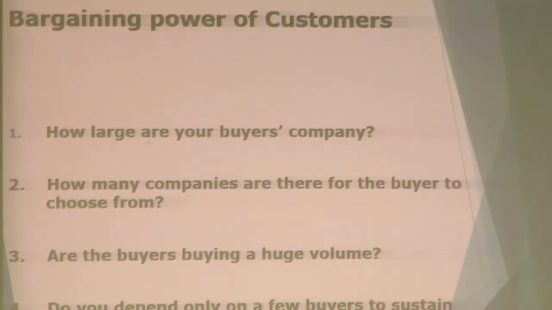Take Clogard, Signal, the toothpaste, if you take something like, I don't know, most of the FMCG products, if the supermarkets are buying, they buy a large quantity. Then they have the bargaining power. How many companies are there for the buyer? Are the buyers buying a huge volume? Or do you depend only on a few buyers? So that will also determine your level of competition.